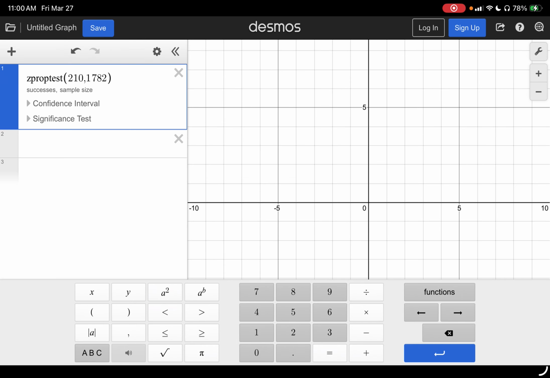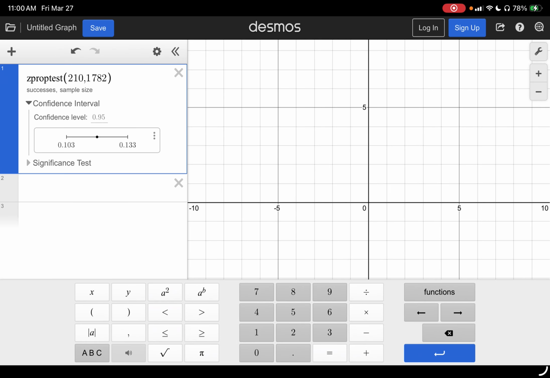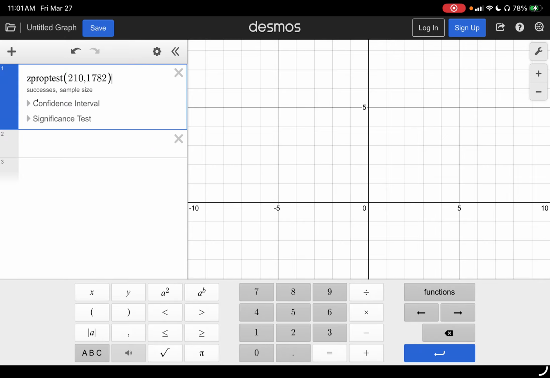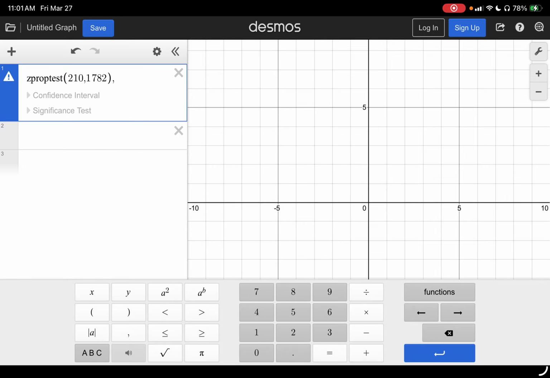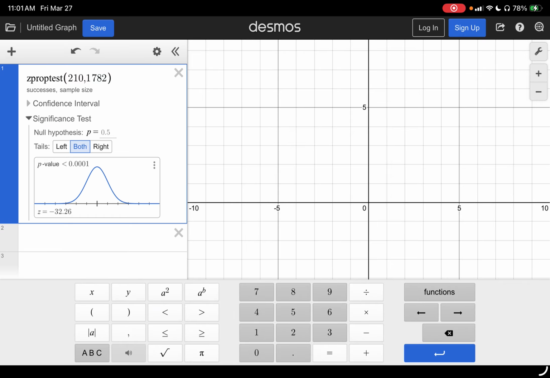We're going to hit create test. What you will notice is not only does this give us this Z prop test, it's also going to give us a confidence interval if we cared about that. That's actually kind of interesting, because you could say, based on the 95% confidence interval, are you going to reject or fail to reject based on what we see within our interval. But today we care about the significance test.